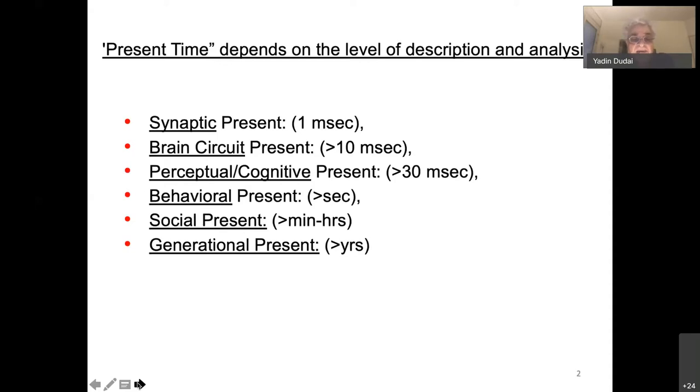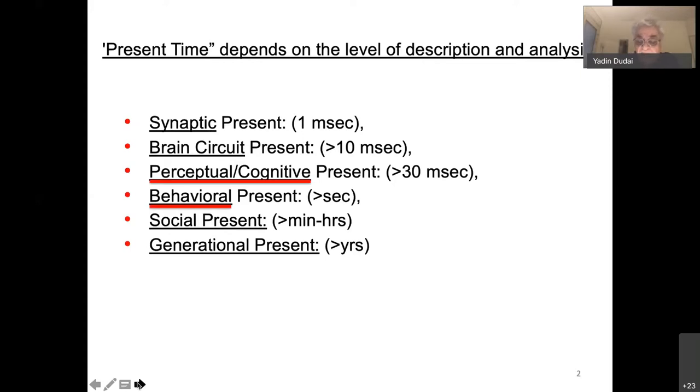Behavioral present is the order of magnitude of seconds. Social present, order of magnitude of minutes to hours and more. And generational present, we are going to talk about years. Now, what I would like to focus on today is perceptual, cognitive, and behavioral present. So if we focus our attention, these are the domains in time that we are going to discuss.